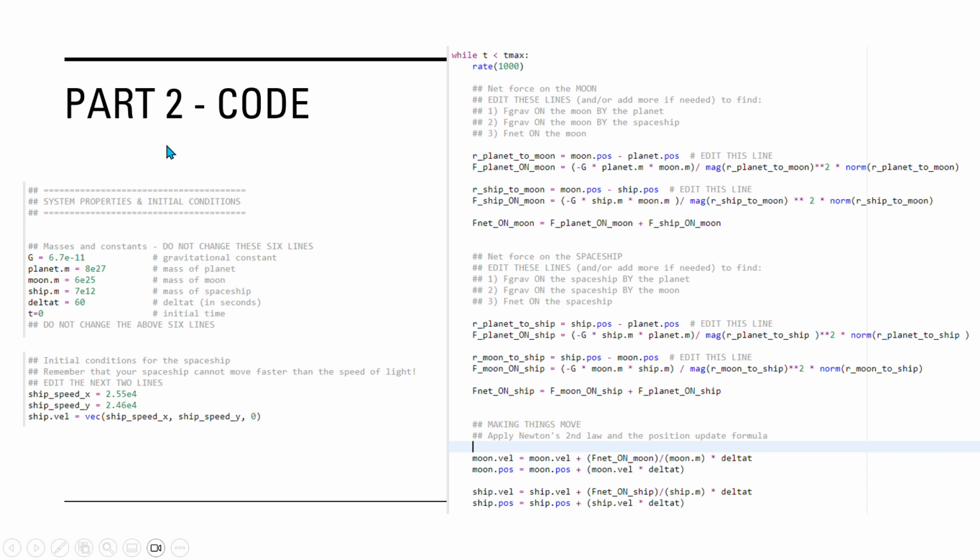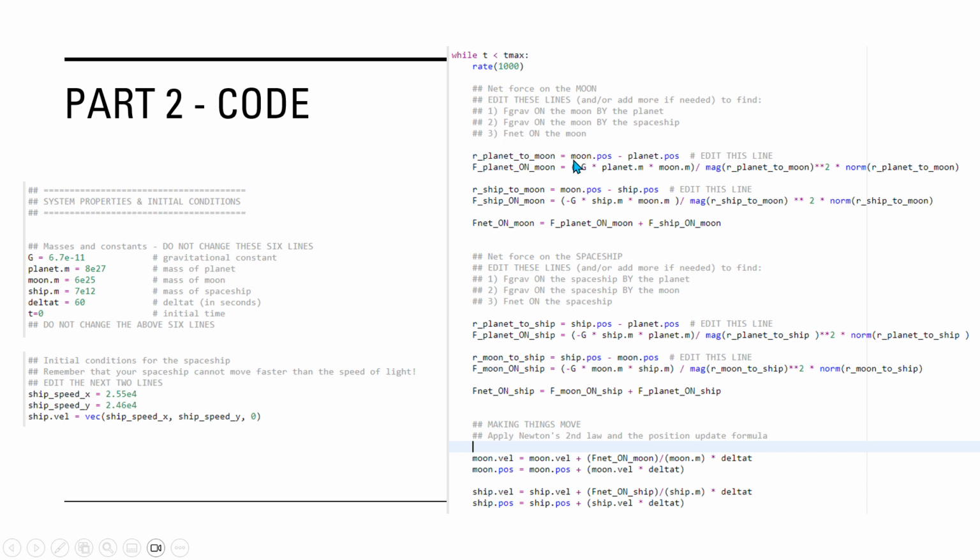So now we're at part 2. So these were the masses and constants that they gave. Again, universal gravitation, planet mass, moon mass, ship mass, delta T, all given. These are the values I had to plug in. So after some trial and error, I determined these values. And these were the things I had to calculate.